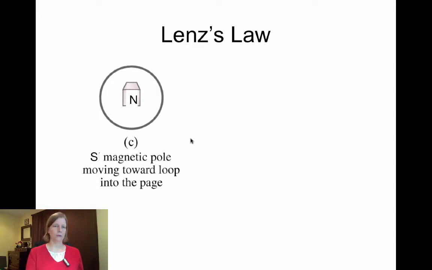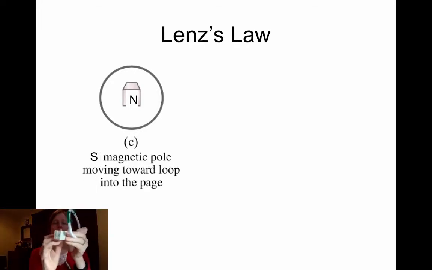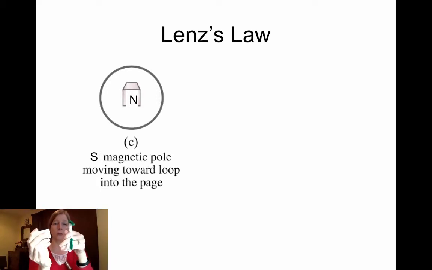I changed things up from the book, and I will go through this one because this is a potential source of confusion. I flipped the magnet around from our third example before. So now instead of having the north magnetic pole approaching the loop, I have the south magnetic pole approaching the loop. And what's the difference is that magnetic field lines are coming back towards the south pole. So it changes the direction of the magnetic field through the loop of wire.